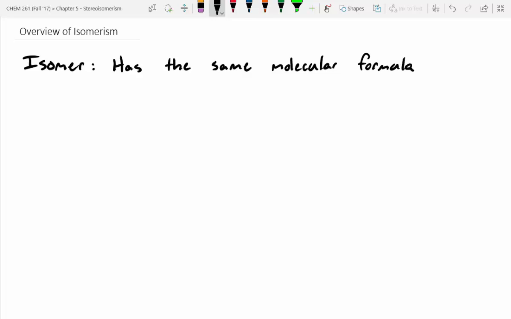So we've talked about these already. Primarily, we've talked about constitutional isomers, right? Where you have the same molecular formula, but the atoms are actually arranged entirely differently. So let's make a tree showing how these are all related. And I'll put isomers at the top, and then I'll write same molecular formula.